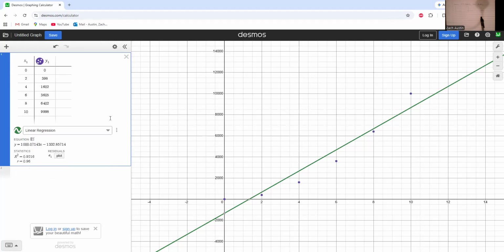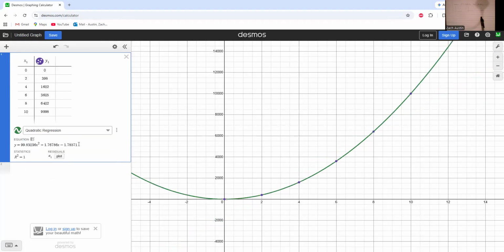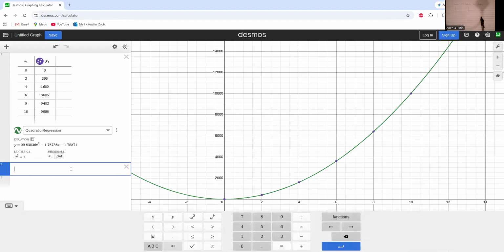In order to get a quadratic regression, we're just going to click our little drop down button here. We're going to choose quadratic regression from the list, and we can see this is a much better model. In fact, it's a perfect model for our data set because our R squared is actually equal to 1. It's performed that regression right here. We'll notice it's in that ax squared plus bx plus c form that we've been talking about for the past couple of lessons.